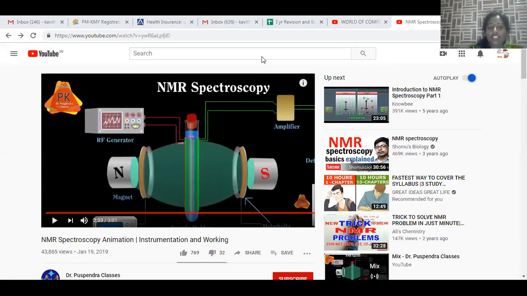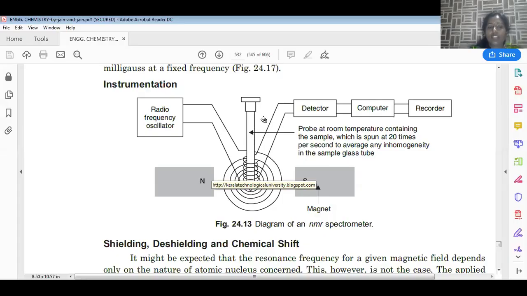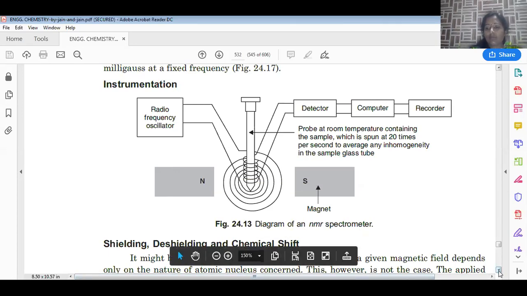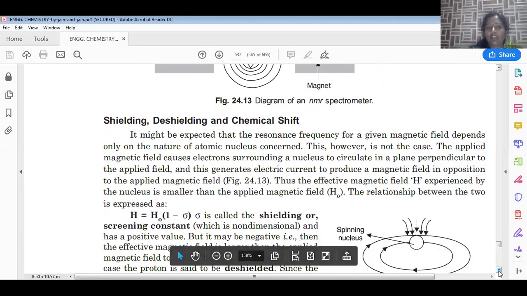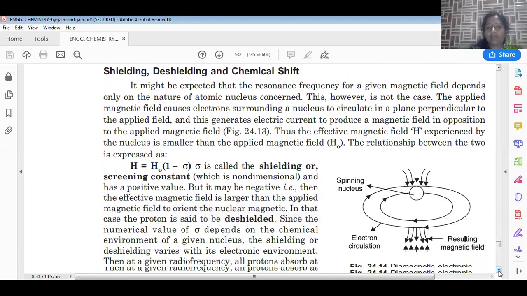Instrumentation is very simple for NMR spectroscopy. Radio frequency and magnetic field are simultaneously applied to the compound. When the compound absorbs this radio frequency, some kind of changes are possible. Whatever absorbed light is there can be detected by the detector, followed by computer, followed by recorder. Now we are going to discuss an important topic in NMR spectroscopy called chemical shift and shielding, deshielding.